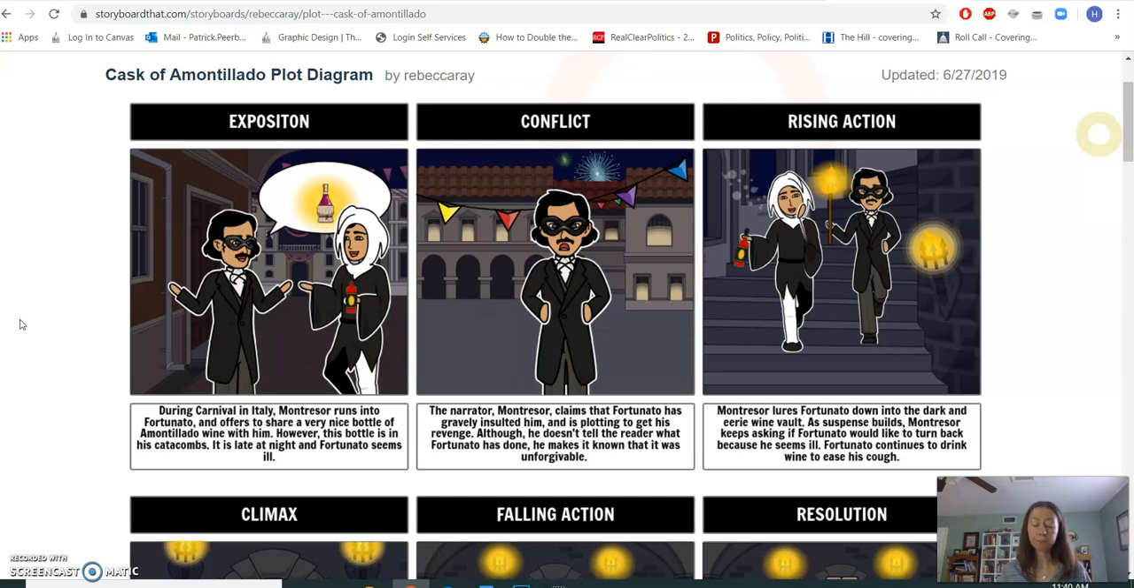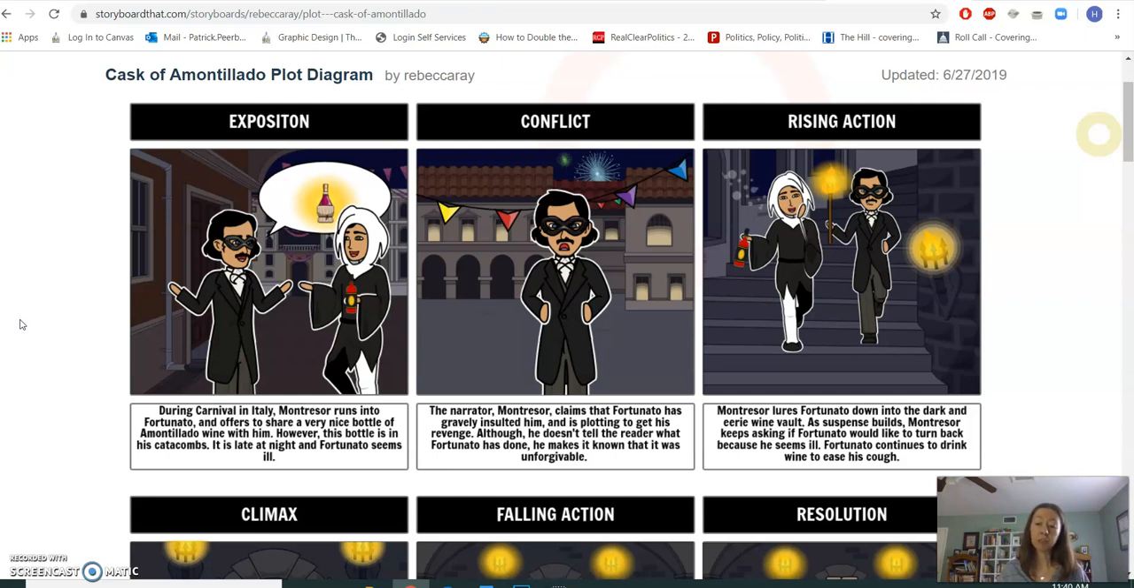That's Carnival. We learn that Montresor feels as though he has been insulted by Fortunato, but we're never actually told what it was exactly that Fortunato did. So we know that he's been insulted, and we know that he wants to enact revenge, and that is our conflict, our problem.